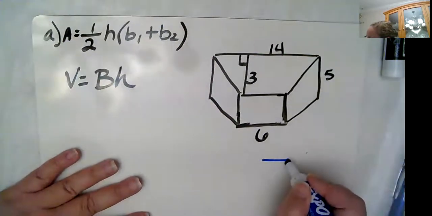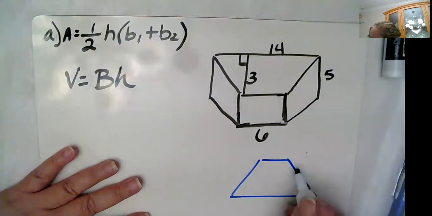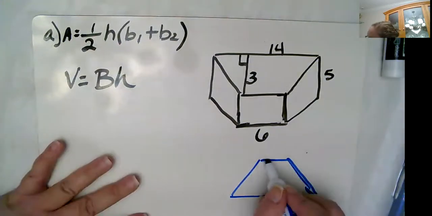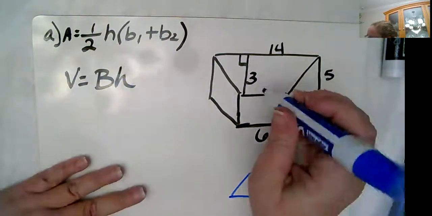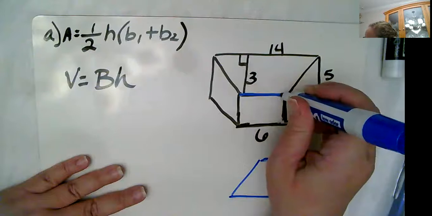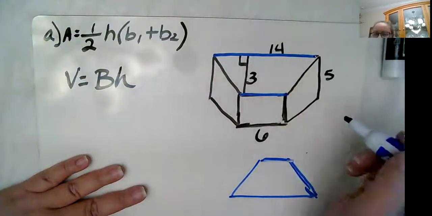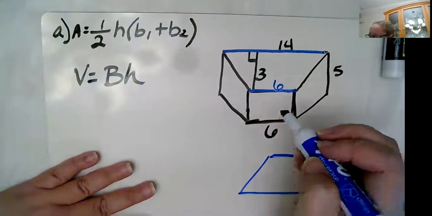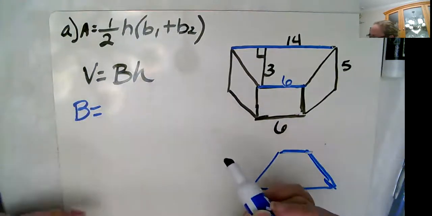So if you're looking at a trapezoid like this, it doesn't matter which comes first. This is base 1, this is base 2. It's those lengths. So we can look at this base, those are our 2 bases. If this is 6, then that means that base has to be 6. So we're going to figure out what big B is, which is the base area.